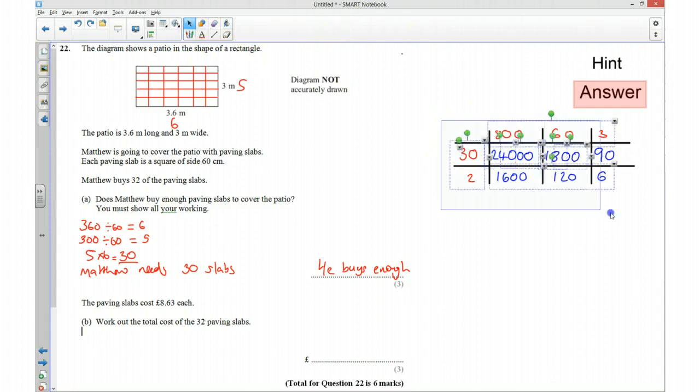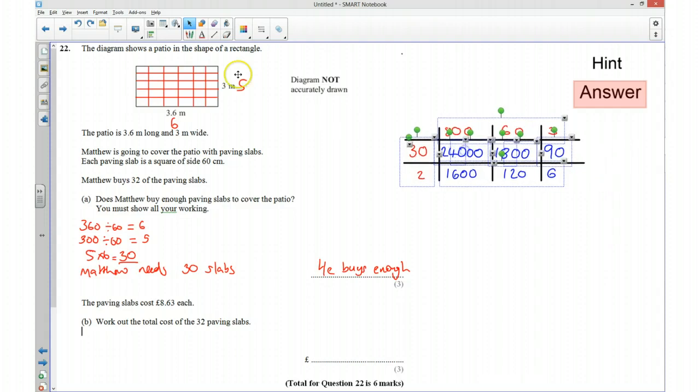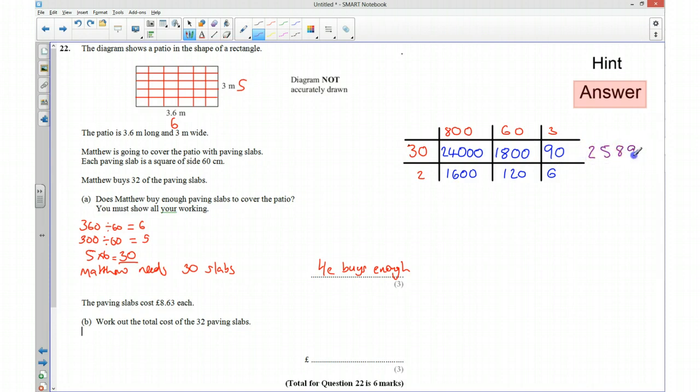So if we do a row at a time, that usually makes it a little bit easier. So going along here, we've got 24,000 and 1,800, which is 25,800, and then 90, so 25,890, and then we've got 1,600 and 120, so that's 1,720 and 6, so 1,726. We can then add those together.